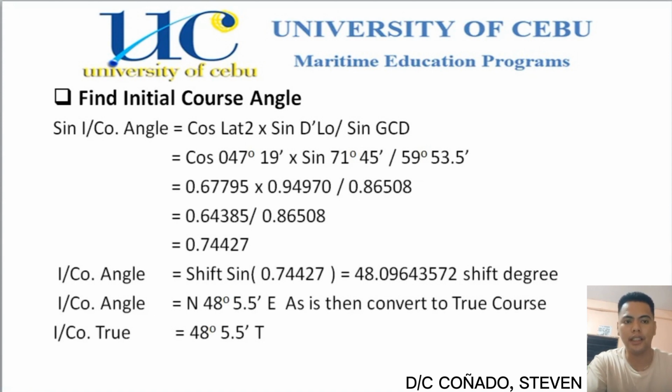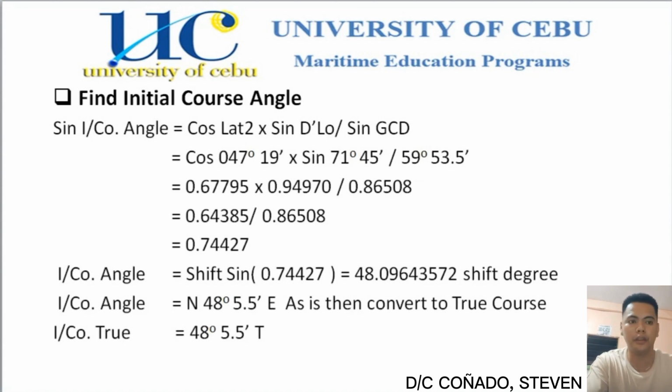The answer is 0.67795. By the way, to get the answer, we must use the scientific calculator so that we can find the cosine of latitude 2. Let's proceed to the difference in longitude.